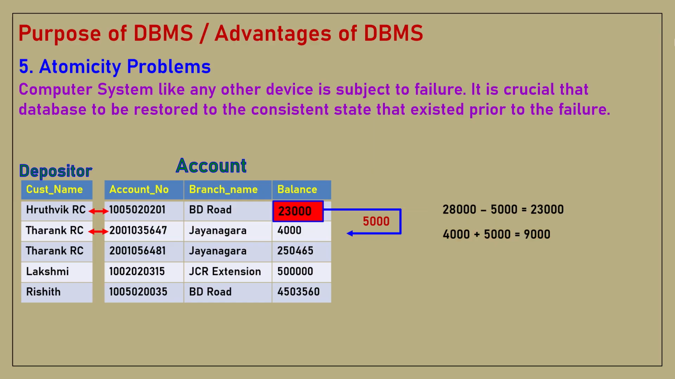To avoid inconsistency, transactions must be atomic. That is, either both the credit and debit transactions should occur or neither should occur. Atomicity is difficult to enforce in the file processing system.